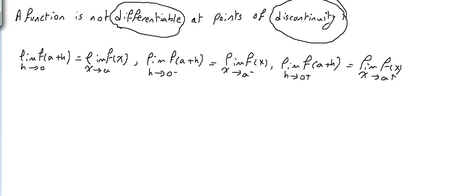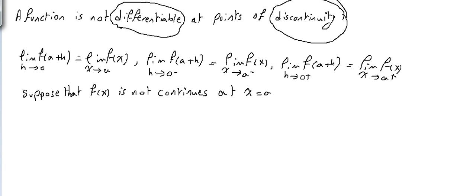Now, suppose we have a function defined at x equal a and it is not continuous at x equal a. Suppose that f of x is defined and not continuous at x equal a. What does that mean?